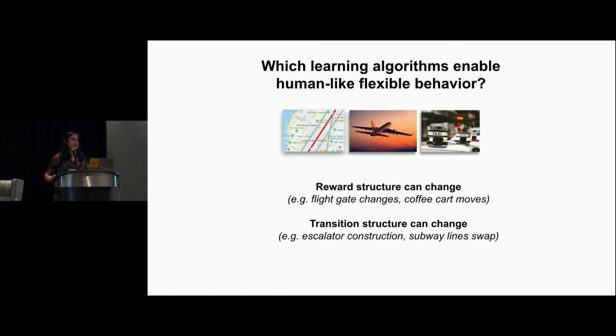Now, another thing that is important is what happens if the coffee cart moves, or my gate moves, or the transition structures change. For instance, the path that is going to my gate, there is some construction and I have to take another staircase. These are things we immediately adapt to. The first one, when the rewards move, is reward revaluation or reward transfer if you're a computer scientist. The other one is transition revaluation, when, for instance, the steps change, so the transition structures of the environment change, or transition transfer.